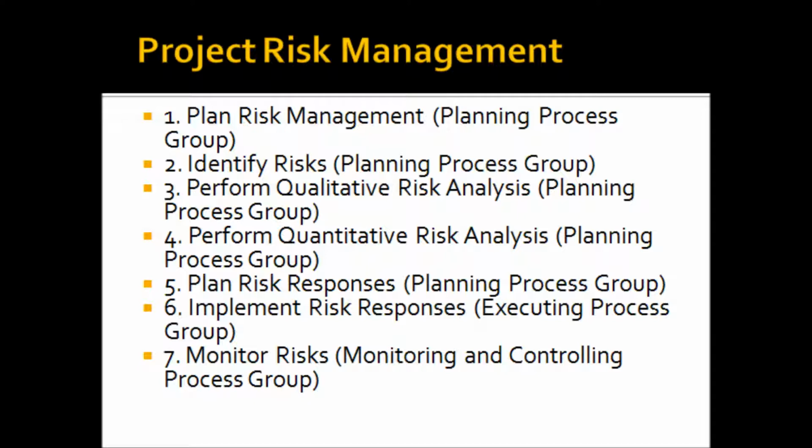Project risk management has these processes. Plan risk management, where we come up with a risk management plan. We identify risks, where we list the possible risks that could affect our project. We perform qualitative risk analysis. We prioritize the risks. We perform quantitative risk analysis on the prioritized risks. Then we plan risk responses, come up with possible responses to our risks. Then we implement the risk responses that we have planned.